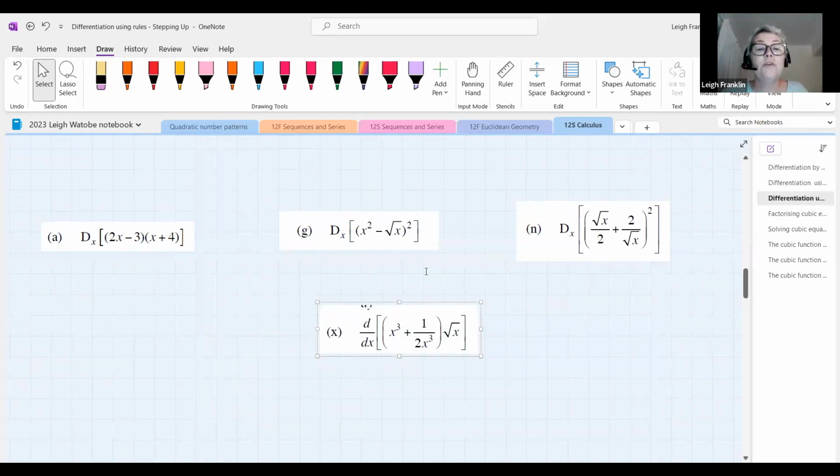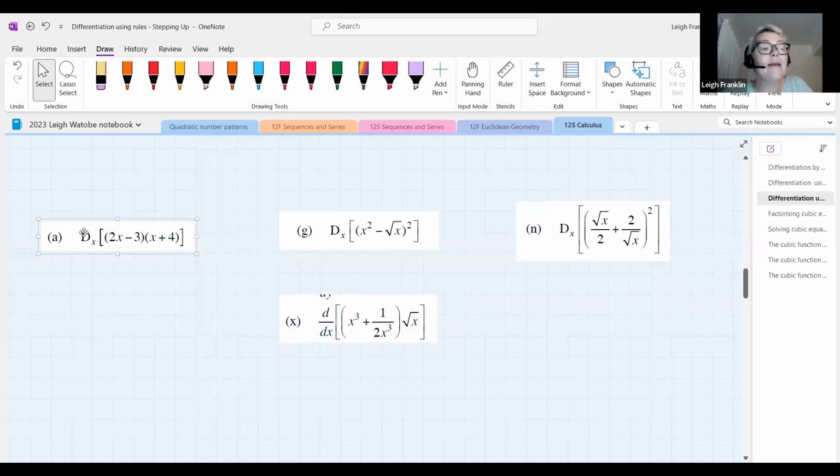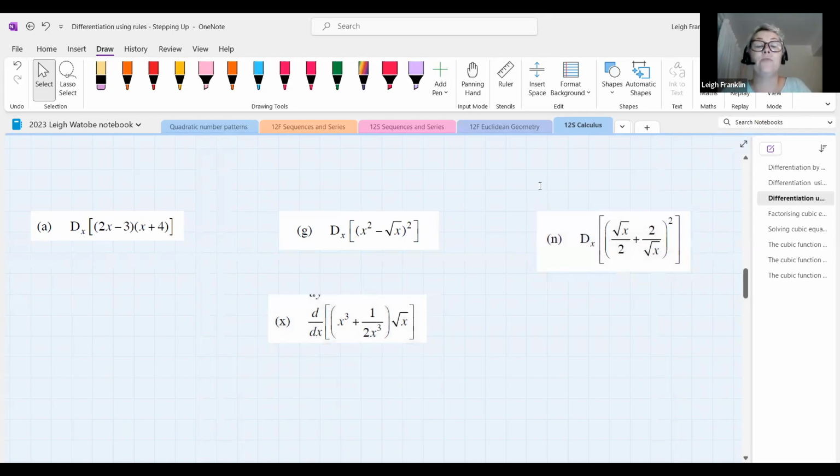Okay, so what I'd like you guys to try now is 2 of the following questions. All right, question A is the easiest. Question G and question X are a little bit more difficult, and the most difficult one would be question N. All right, so I want you to try 2 of the following, and then we're going to talk about our answers. Okay, try the more difficult questions. Question A is very simple. It's not going to be worth many marks. You really want to try to be able to do G or X or N.